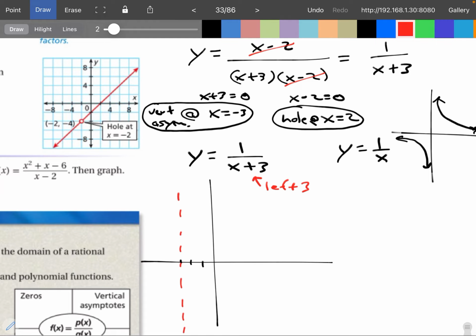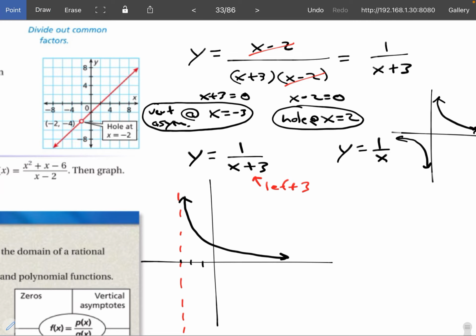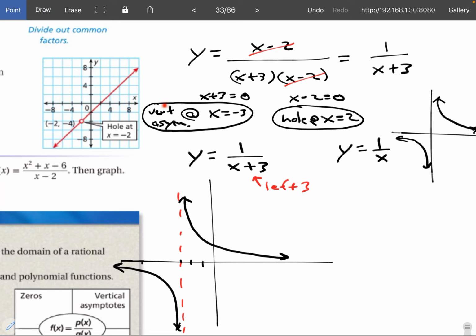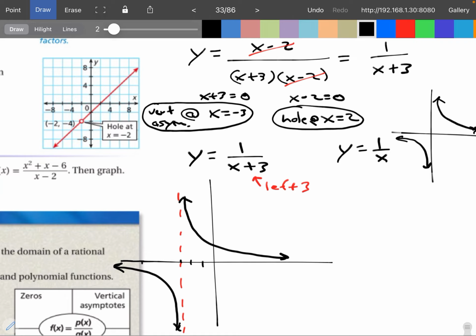Like that. And then from yesterday we learned that this graph would normally be in quadrant 1, but in this case it's going to look like this. And then the other part of it would be in quadrant 3 over here, which would look like this. Kind of extend that out a little bit, like that. So there's our graph. We can definitely see our vertical asymptote right here. It's at x equals negative 3.